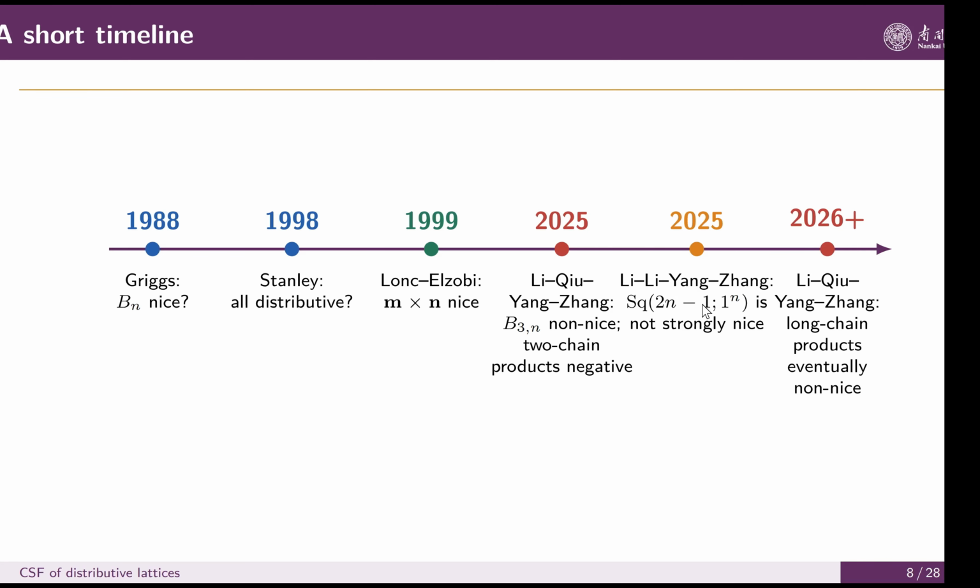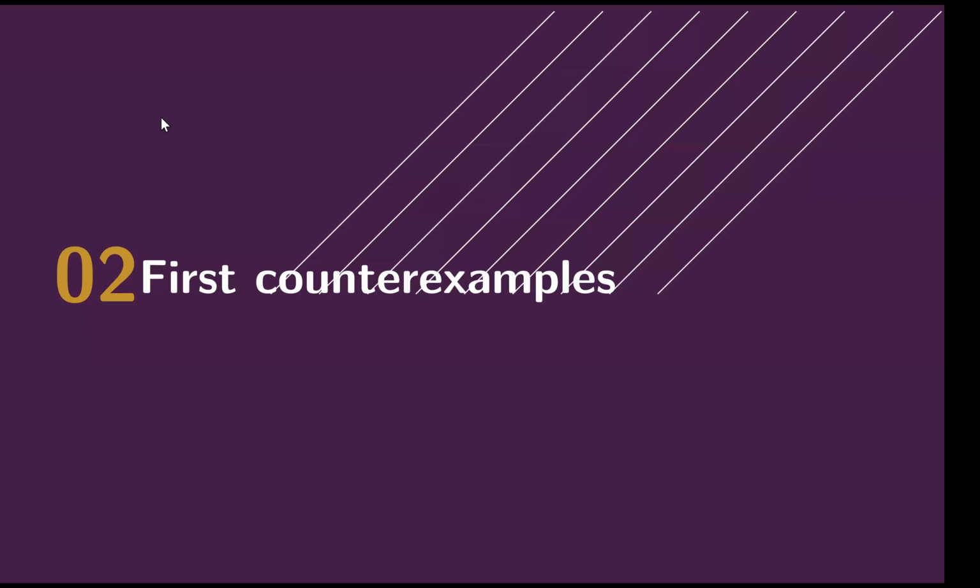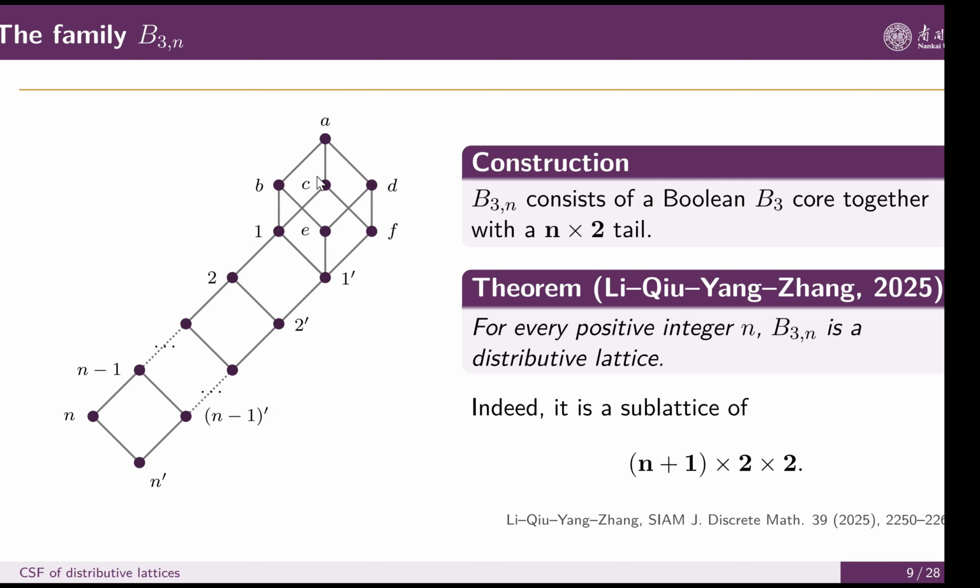And very recently, our group again proved that if you have a non-chain poset and you multiply by a long enough chain, it's eventually non-nice, that is, non-Schur positive. So it's a more general non-Schur positive result. So we want to just go to the results.